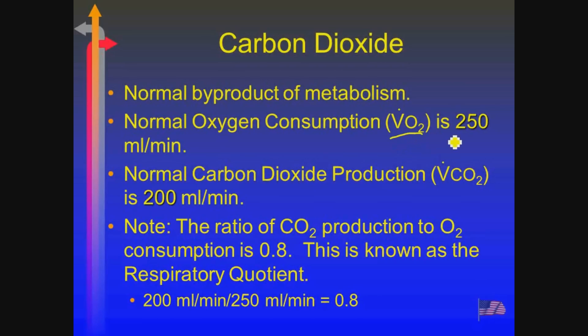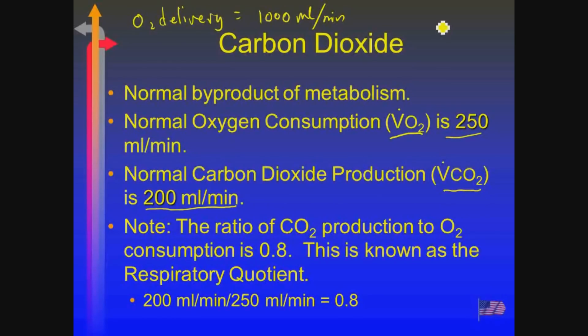Normal VO2, oxygen consumption, is 250 milliliters per minute. Normal oxygen delivery, if you recall, is 1,000 milliliters per minute. So we're only utilizing about 25% oxygen extraction, about 25% of what we have available, which is good because we have a lot of reserve. The normal carbon dioxide production by the cells is about 200 milliliters per minute, and that's the VCO2.